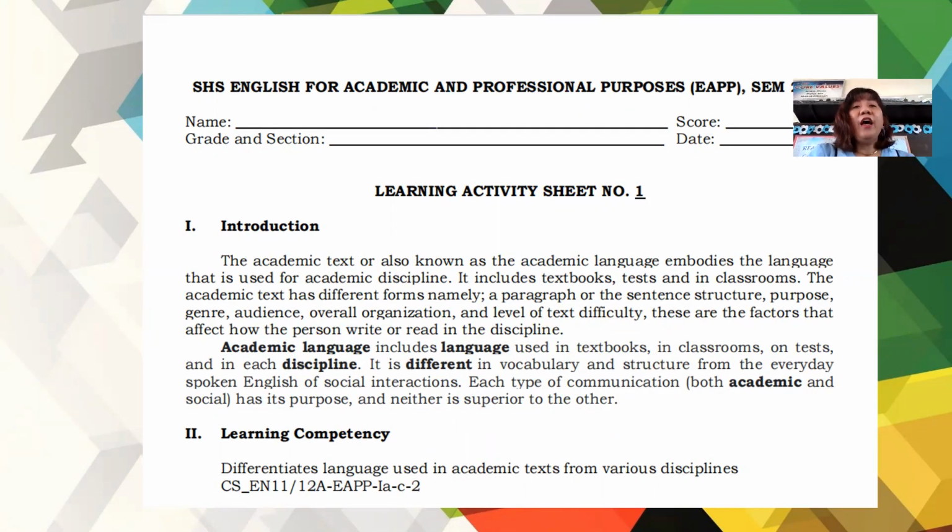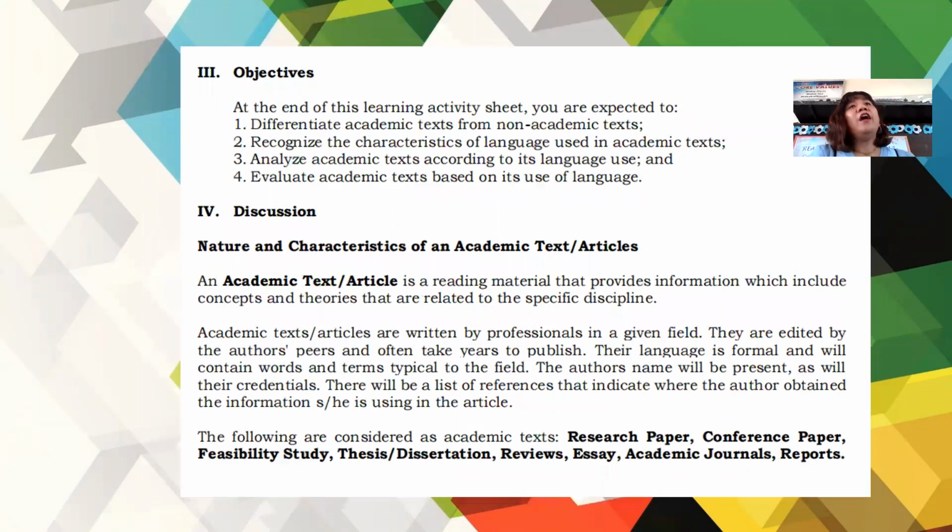Now, for our learning competency, the following are needed to be achieved by our learners. Okay? For the objectives, at the end of the learning activity sheet, you are expected to, number 1, differentiate academic text from non-academic text. Number 2, recognize the characteristics of language used in academic text. Number 3, analyze academic text according to its language use. And last but not the least would be to evaluate academic text based on its use of language.